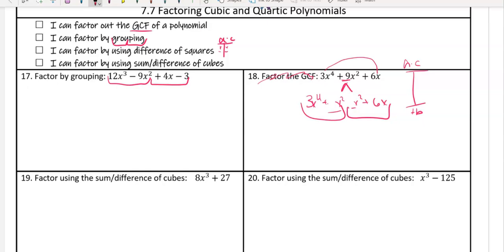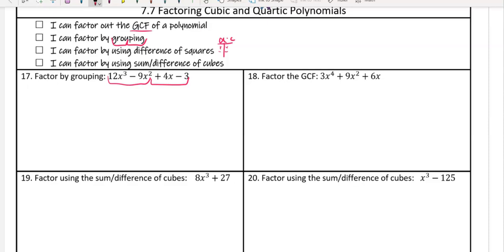So yeah, you group when there's 4 terms, and you use the t-chart when there's only 3, so that we can split the middle term, into 4 terms. So we have a nice grouping here, 12x cubed and -9x squared.